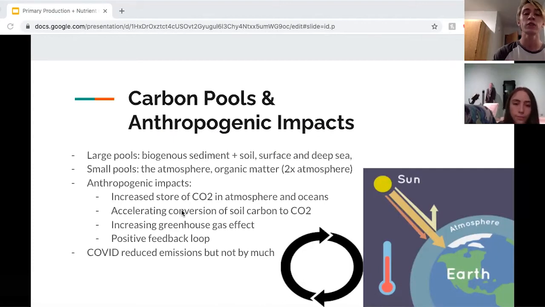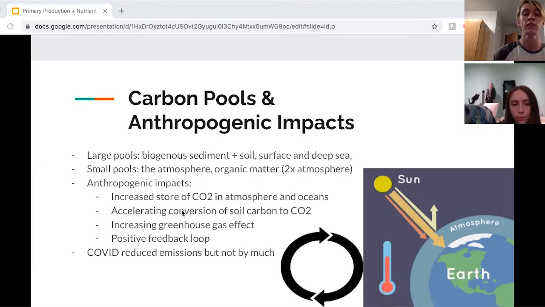The atmosphere is actually an incredibly small pool of carbon, which makes every little bit that we add to it matter immensely. Another pool is organic matter, which holds roughly 2 times the amount of carbon that the atmosphere carries. By burning fossil fuels, humans have increased the amount of CO2 stored in the atmosphere, which further amplifies the greenhouse effect. And humans have also increased the conversion of soil carbon to CO2 via agriculture.